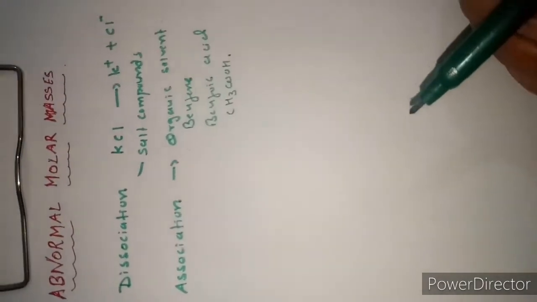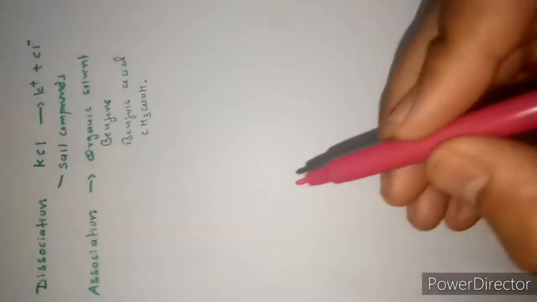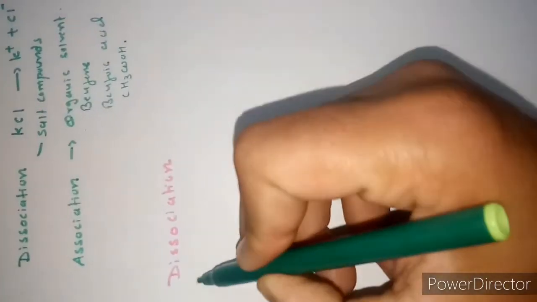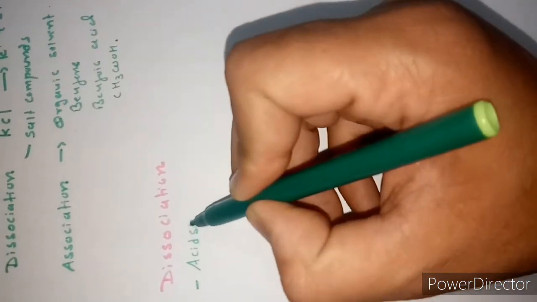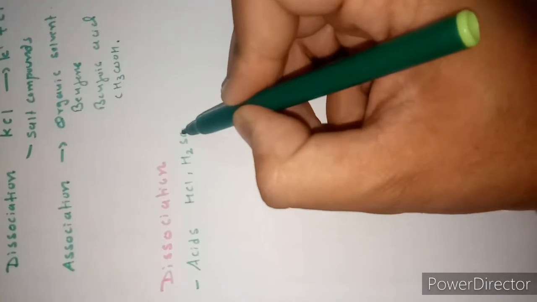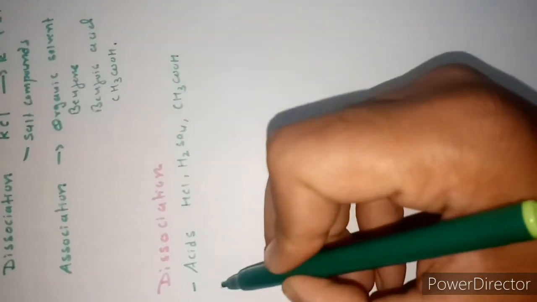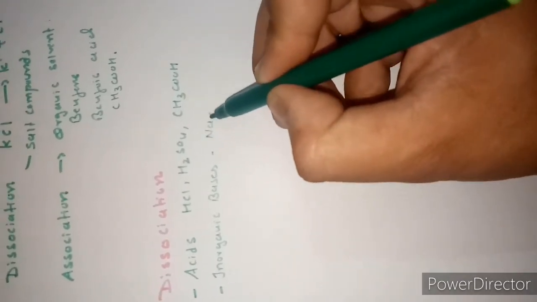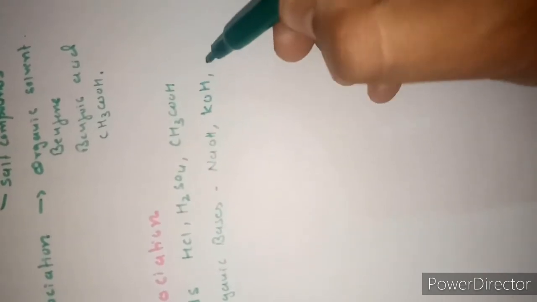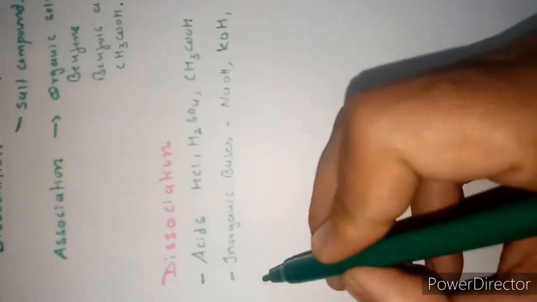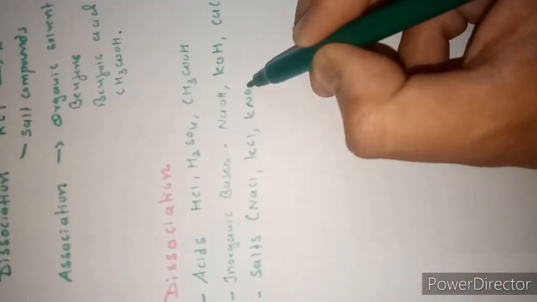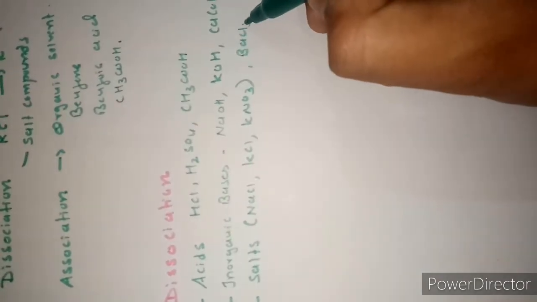Now what makes the difference between dissociation and association? In dissociation, whether it's acids, known as HCl, H2SO4 and acetic acid, inorganic bases known as NaOH, KOH or Ca(OH)2, or salts, any salt, NaCl, KCl, KNO3 or BaCl2, etc.